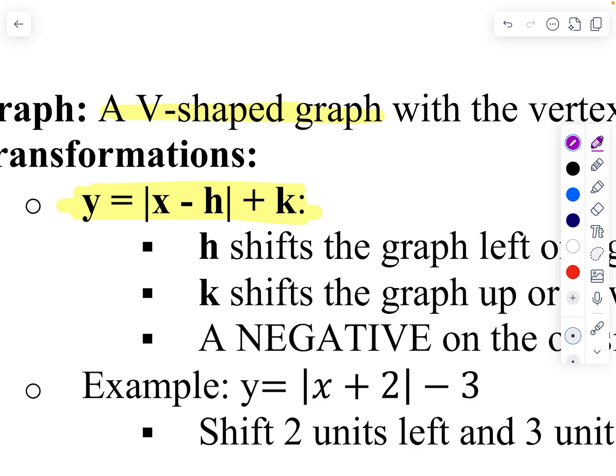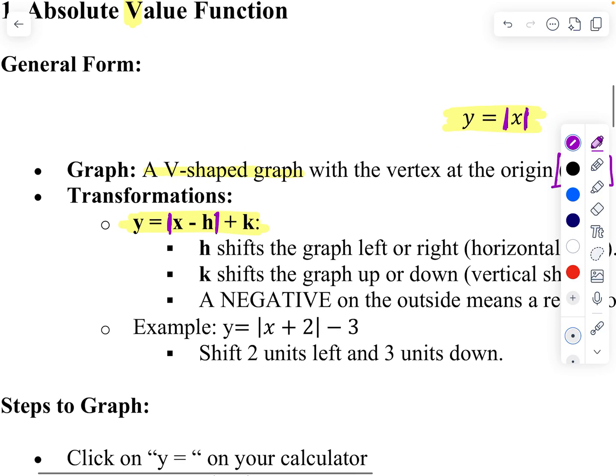So what you have to just know about H, which is the number inside of the bars, is that it could shift it left or right. And this is the tricky part. We have to remember inside is always opposite, inside opposite. So even though we might see a minus, does not mean we're going left. So minus means right, while plus means left.